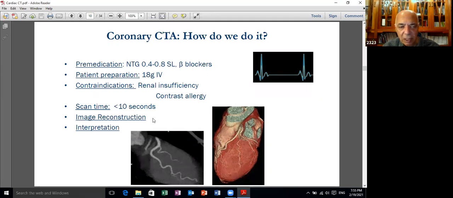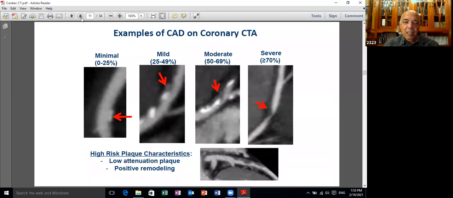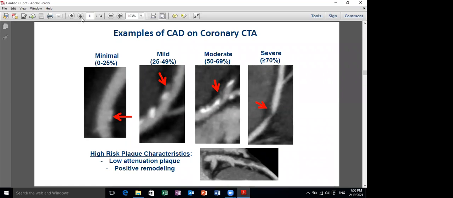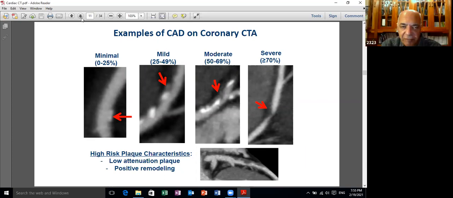The image reconstruction requires a few minutes, and the interpretation requires somewhere between 5 and 45 minutes, depending on the complexity of the interpretation and the complexity of the coronary arteriogram. Now, the coronary arteriogram by CT is usually divided into 4 categories. You have minimal lesion between 0 and 25%, mild between 25 and just less than 50%, moderate between 50 and less than 70%, and severe more than 70%. So these are the different classifications by which we estimate the severity of the lesion.